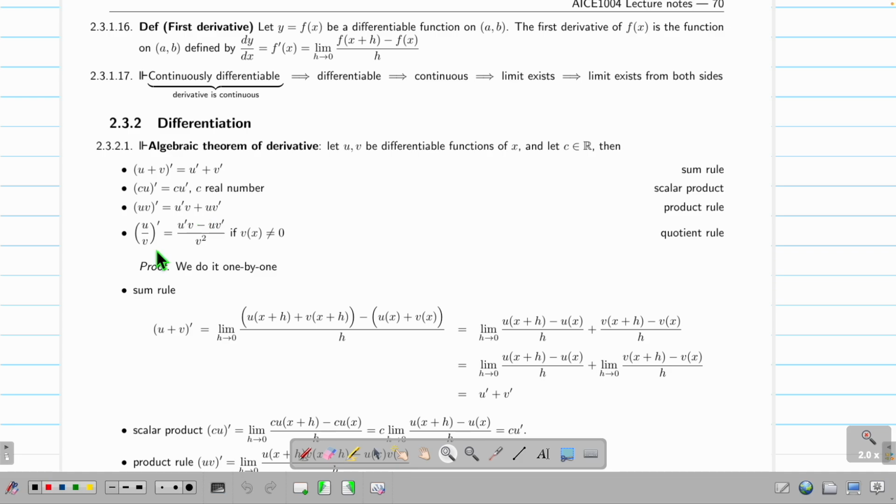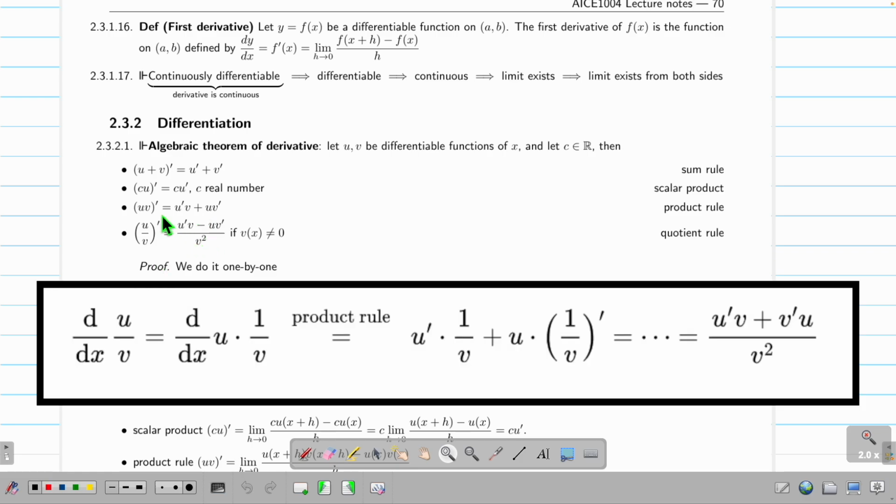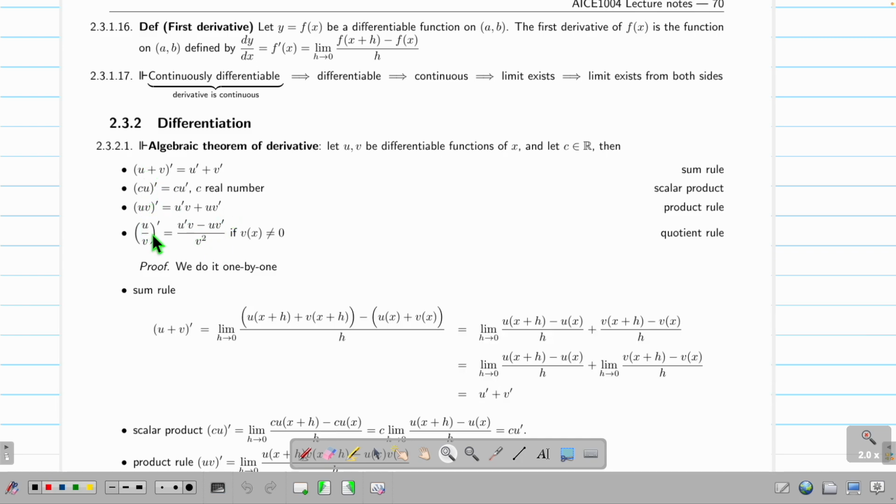This is the quotient rule. It's just a special case of the product rule. You can just say this is a function u, and the v function is a 1 over something function. And then you just apply this, and then you simplify the math, it will give you this. In other words, you only have 3. This one is just a side product of the first one. Of course, you also need to make sure v(x) is not 0.